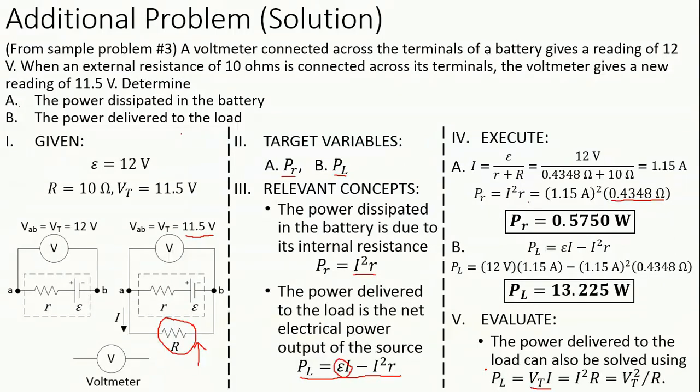The load power can also be solved using the formula where we multiply the current squared times the external resistance. And finally, it can also be obtained by squaring the terminal voltage divided by the external resistance. I leave it up to you to verify that the answer for these three expressions will be equal to 13.225 watts. So this ends the solution to the additional problem.